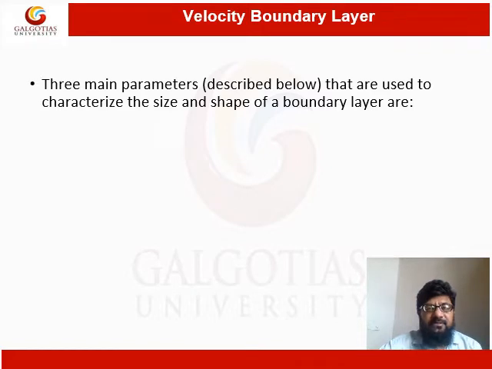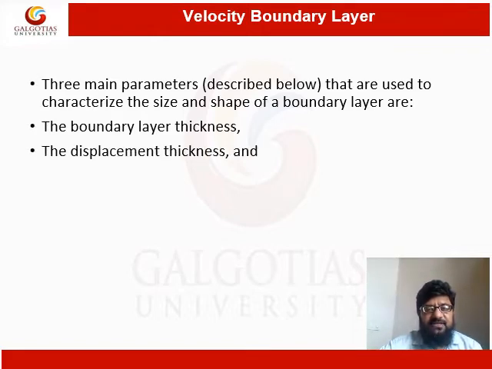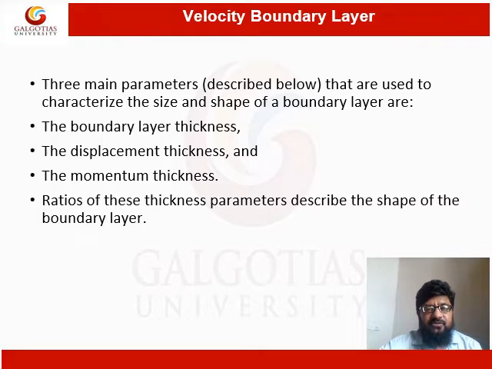Boundary layer parameters. Basically there are three main parameters which are used to characterize the size and scale of the boundary layer. The first is boundary layer thickness, the second is displacement thickness, and the third is momentum thickness. The ratio of these thickness parameters describes the shape of the boundary layer. That will come later in the lecture. We will discuss more about all of these thicknesses.